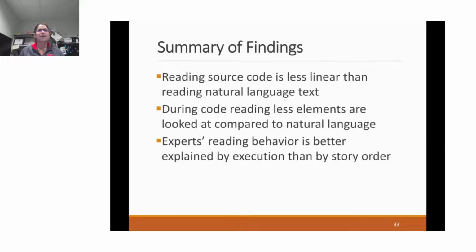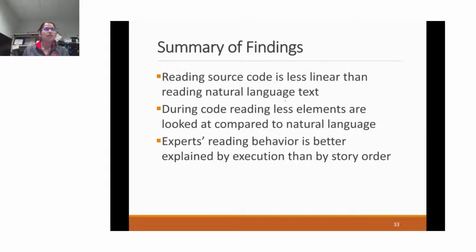So the summary is that we now can say for certain that reading code is less linear than reading natural text. And when you read code, you typically skip a lot more compared to natural language. And note that this natural language was English. We did not look at it in any other language. So it could be different in a different language, let's say German or Japanese or some other language. And then experts' reading behavior is better explained by the execution order, meaning the control flow of the program, rather than the story order.